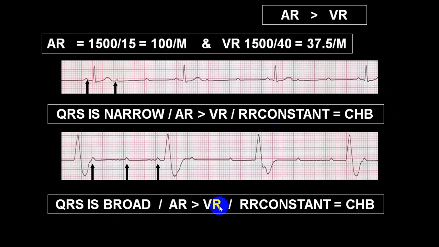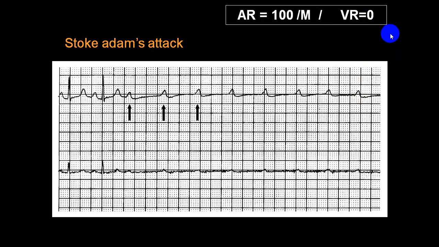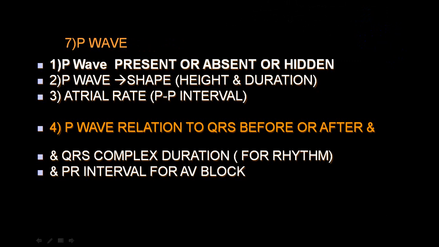And this is with a broad QRS complex, and the RR interval is also constant, it is a complete heart block. Here you can calculate the P rate, atrial rate, but there is no ventricular complex, no QRS complex. So you cannot calculate the ventricular rate. The RR rate you can calculate, but there is no ventricular complex, so you cannot calculate.